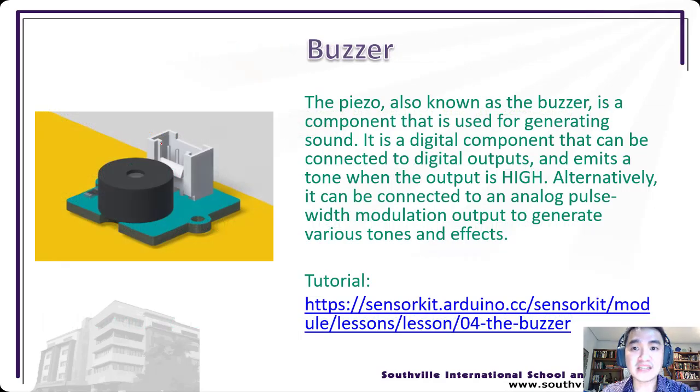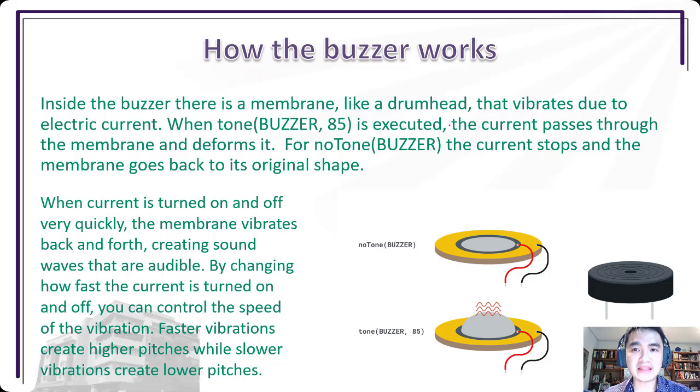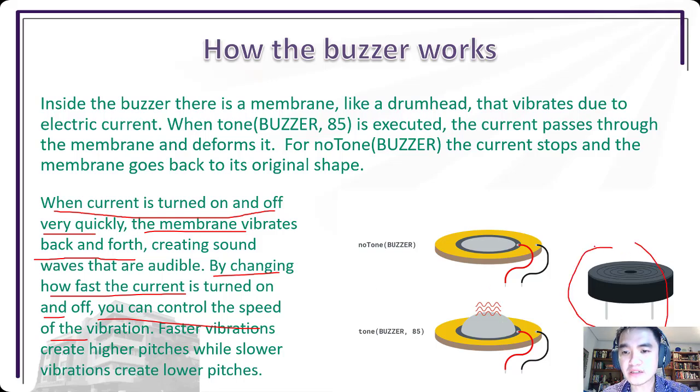So next thing in this project, we're also going to be learning about buzzers. A buzzer is a component for generating sound. We connect it to a digital pin, and it will emit a tone when the output is high. So how does it work? Basically, there's a membrane that vibrates with current. When the current is turned on and off very quickly, the membrane will vibrate back and forth, and this is what creates sound waves. By changing how fast the current is turned on and off, we can control the speed of the vibration. Faster vibration would give you a higher pitch. So inside our buzzer, we have this membrane that vibrates and creates sound.